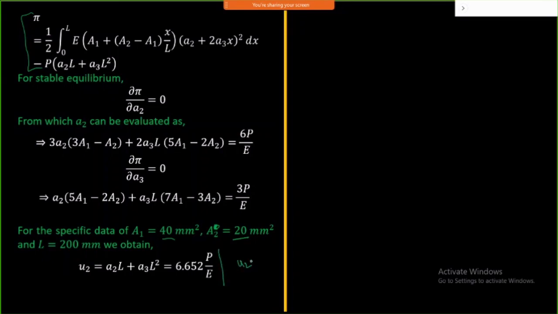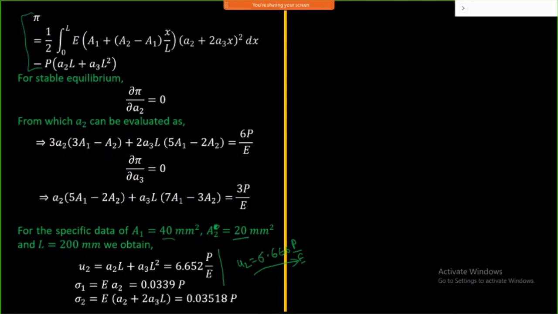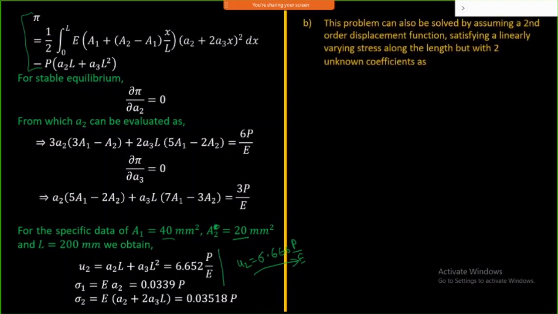In the previous case, we got a displacement of 6.66 P divided by E. Here we got 6.52, somewhat more accurate because we have started with a second order polynomial. Then stress also we determined at 2 points. One is on the left side, that is the minimum. Right side also we have determined.